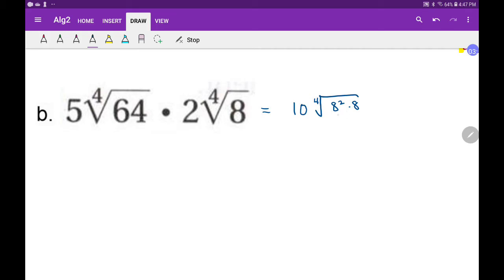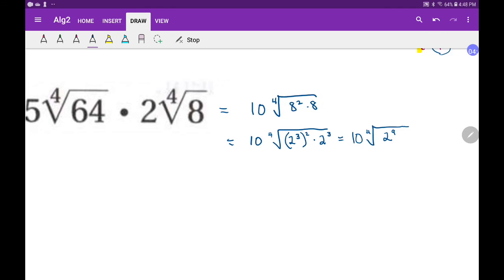So let's rewrite this as 10 and the 4th root of, this is 2 to the 3rd. 8 is 2 to the 3rd to the 2nd power times 2 to the 3rd again. So what I'm going to have here is 10, 4th root of, 2 times 3 is 6, and then I'm going to add it to the 3, so I have 2 to the 9th. All right. Now I'm looking for groups of 4. There's 2 groups of 4 in 9, right? That would be 8. And so that means 2 of the 2's come out.